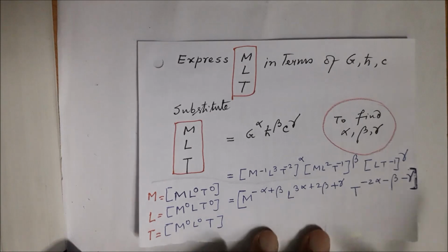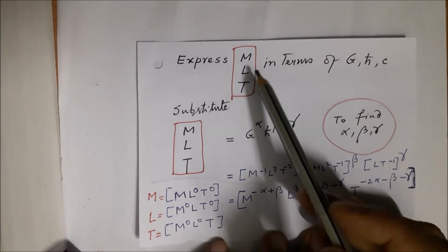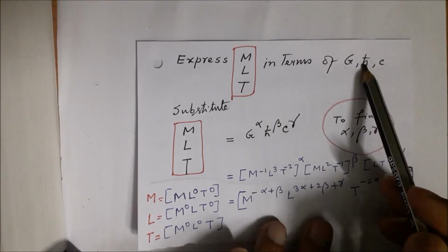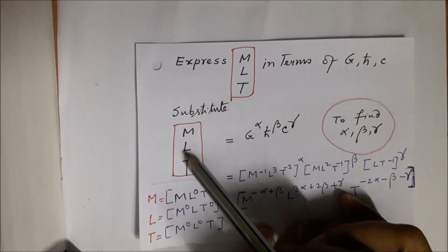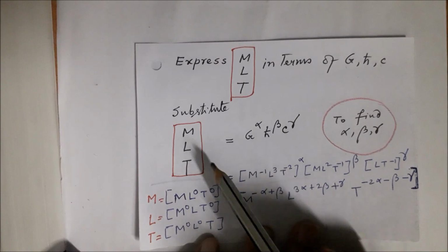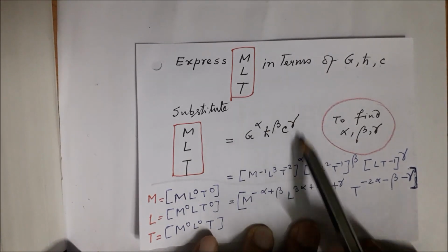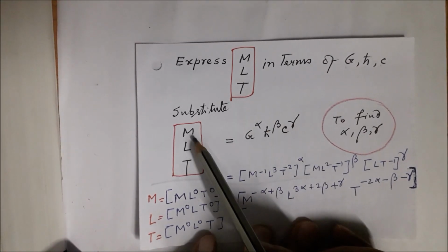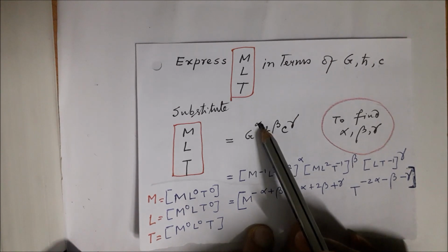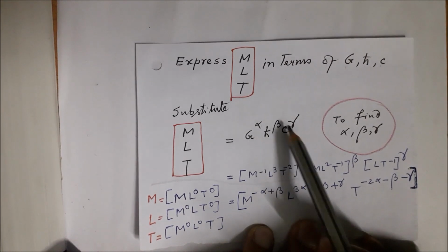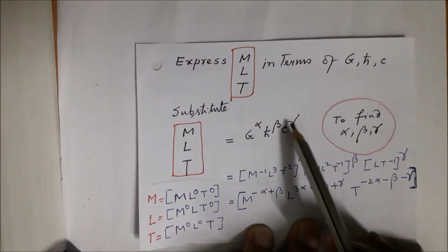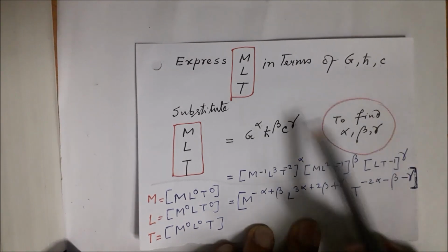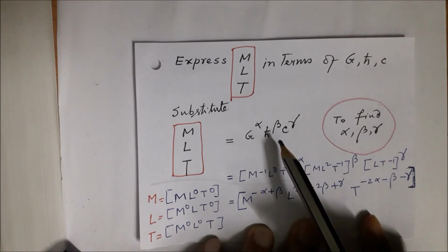Now with this background, let us try to express M, L, T in terms of G, h cross, and c. Instead of M, L, T taken separately, on the right hand side we can express them as G raised to the power alpha, h cross raised to the power beta, and c raised to the power gamma, where alpha, beta, gamma are to be determined. So this is the standard method of dimensional analysis.